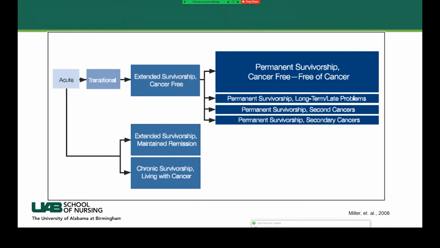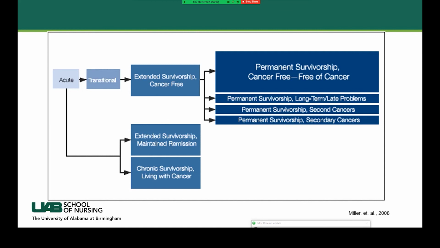This is a modified version of the original Seasons of Survivorship by Miller, and it really gives a very nice graphic of how you can think about this. Acute, as we talked about, the transitional care is what is the new normal? I've transitioned from the acute treatment, but what is really the new normal now? Does it return to normal, or is there some new normal? And the patient adapting to that new normal, and the caregivers adapting to that new normal as well.